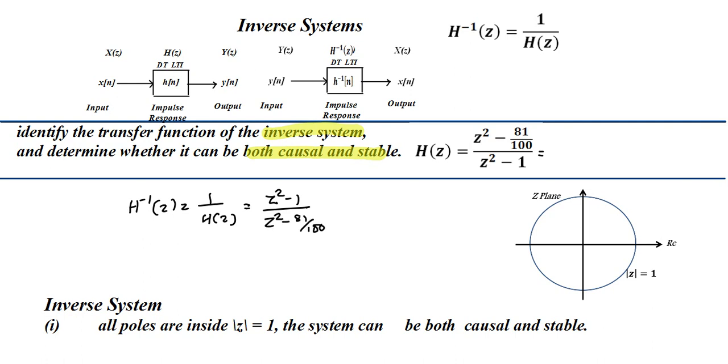If you find the poles of H inverse of z, they are at 9/10, so two values you will get. 9/10 is less than 1, so inside the unit circle, two values which are inside the circle. So all poles are inside |z| = 1. That condition is true, so the system can be both causal and stable, because the poles are inside. Thank you.